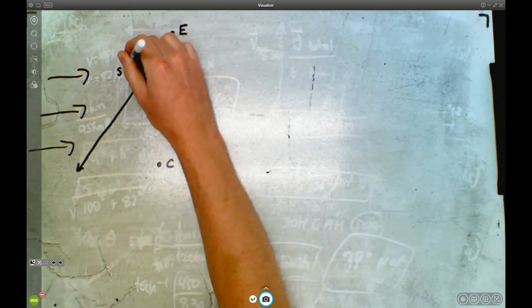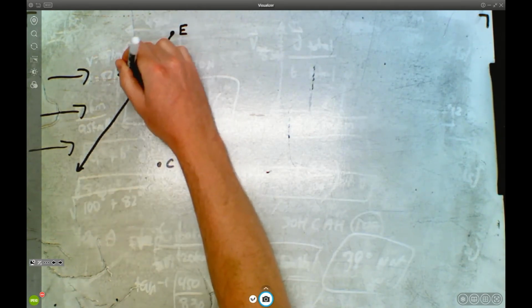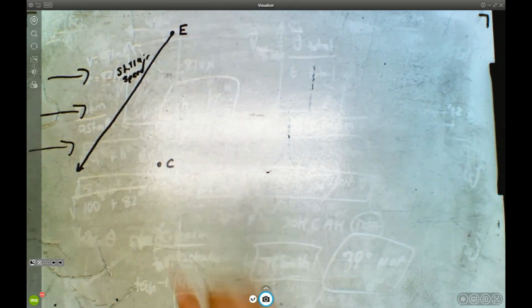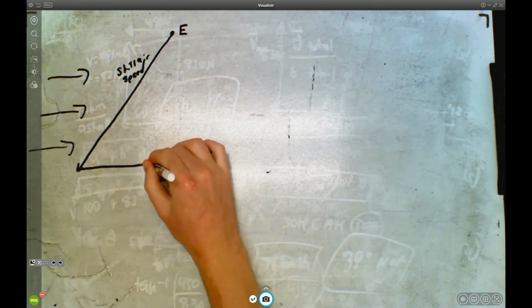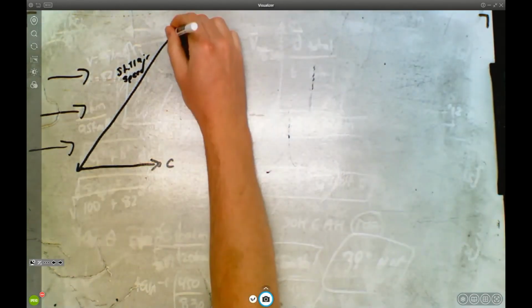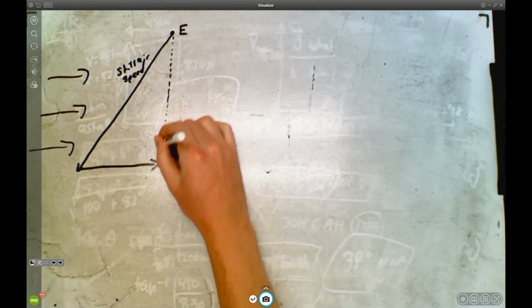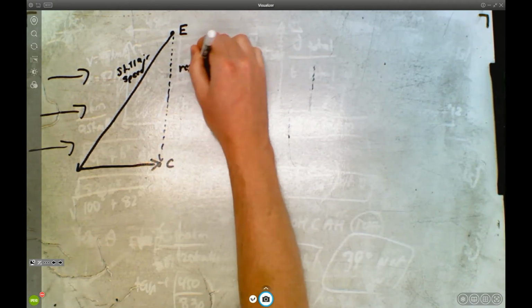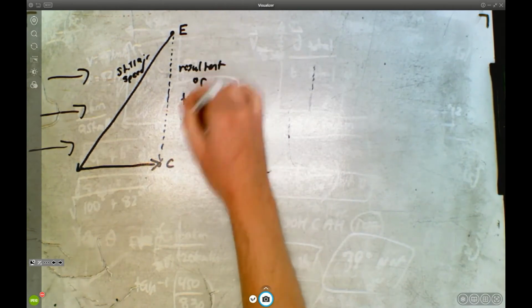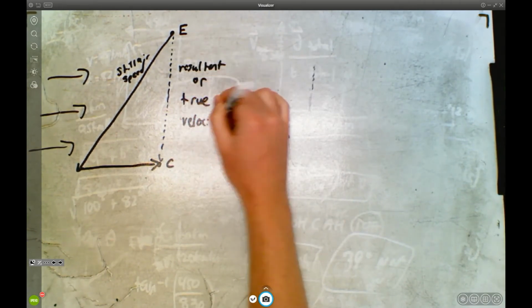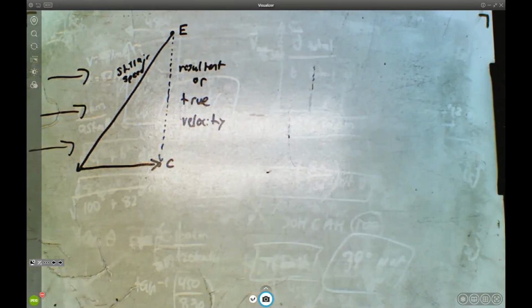This is my still airspeed. So if the air is not moving, this is how I'm going. Okay, the wind is going to blow you this way. So my resultant, this is our resultant or true velocity, is going to be that way. So this is our tip to tail vector diagram.